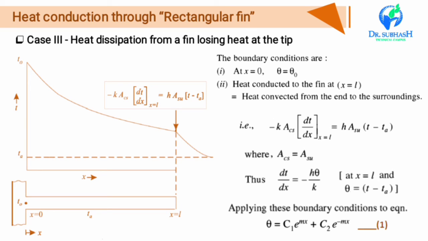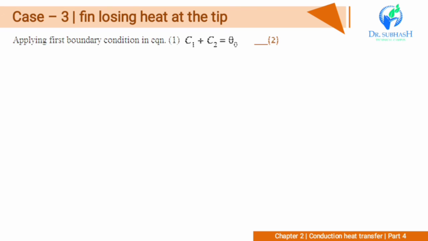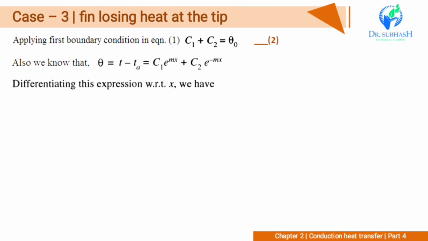Applying the boundary condition to our solution of the second order differential equation, and that is theta is equal to C1 e raised to mx plus C2 e raised to minus mx, say equation number 1. Now after applying the first boundary condition, we get equation number 2, and that is C1 plus C2 is equal to theta 0. We know that theta is equal to T minus Ta is equal to C1 e raised to mx plus C2 e raised to minus mx.